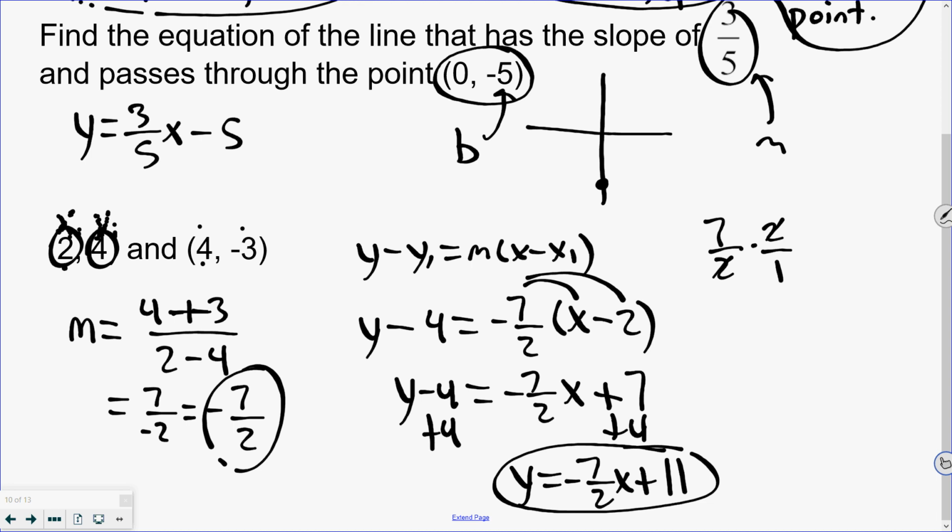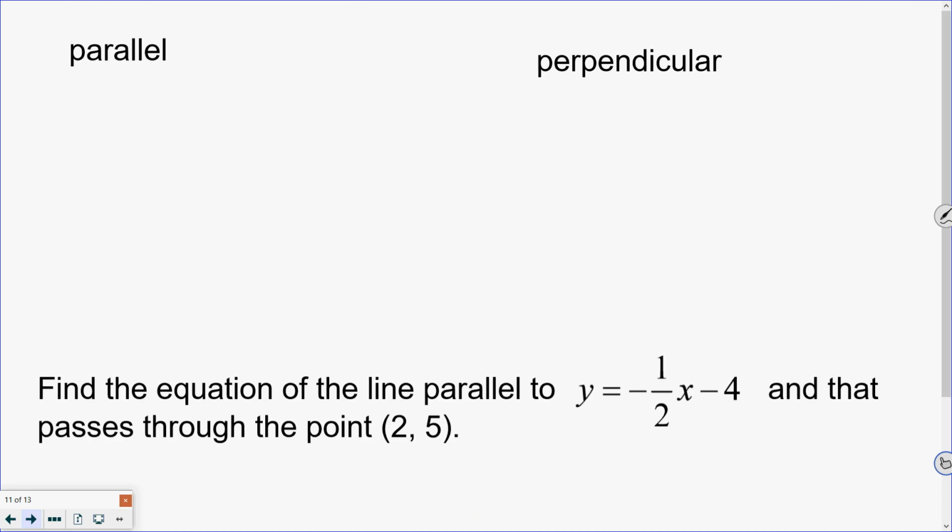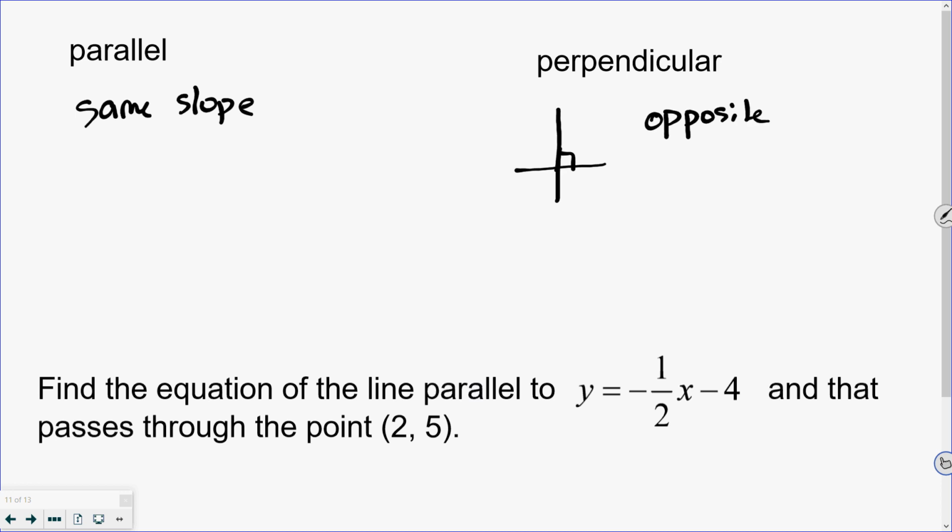The last examples, we're still finding the equation of the line, but it's with parallel and perpendicular. So parallel lines, remember, have the same slope. Perpendicular lines, they're lines that cross at 90-degree angles, but their slopes are opposite reciprocals. So what do I mean by that?